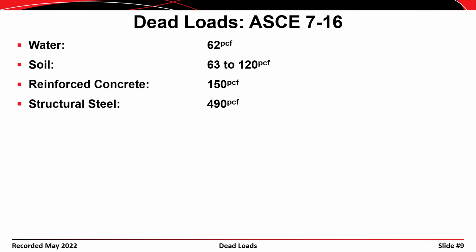Some common material self-weights that we use in structures: water's about 62 pounds per cubic foot. Soil has a weight depending on the type and how moist it is. It's between 63 and 120 pounds per cubic foot. Reinforced concrete is typically taken as 150 pounds per cubic foot, and structural steel has a weight of 490 pounds per cubic foot.